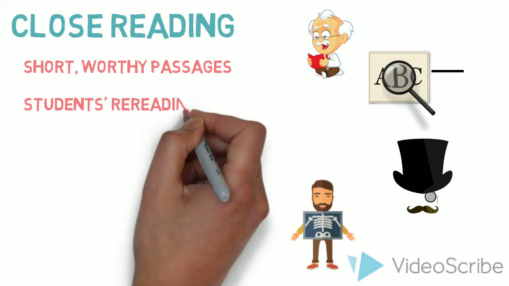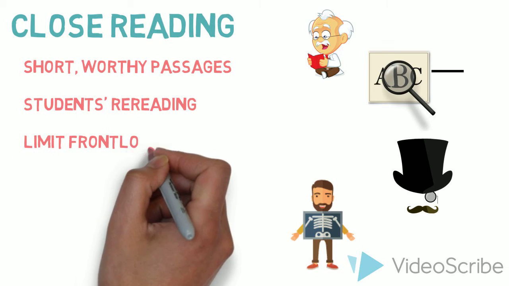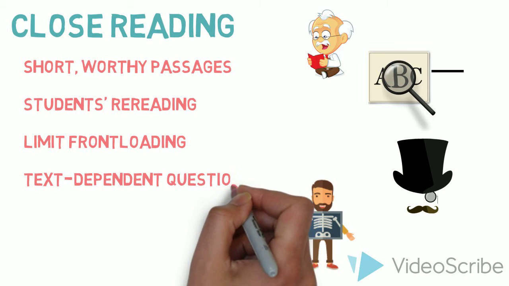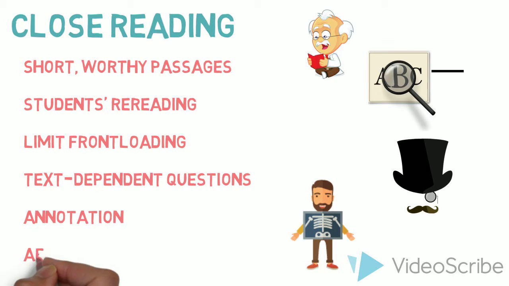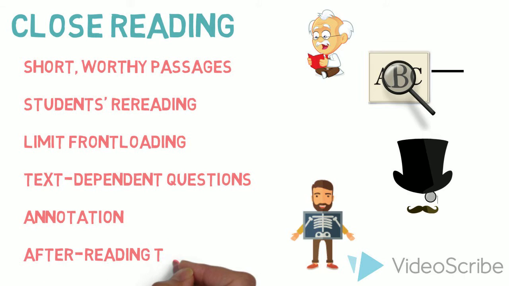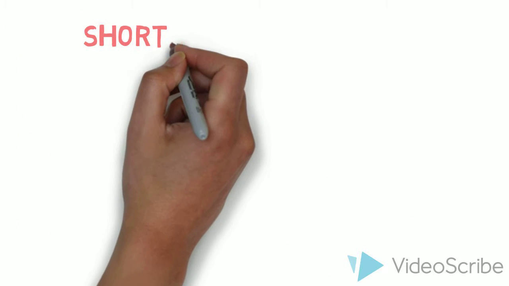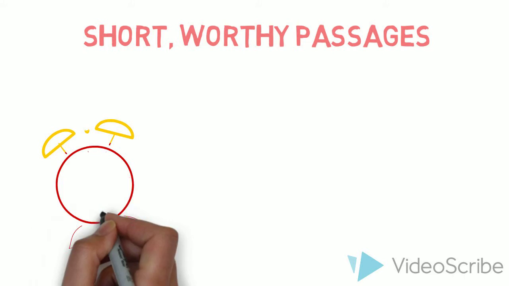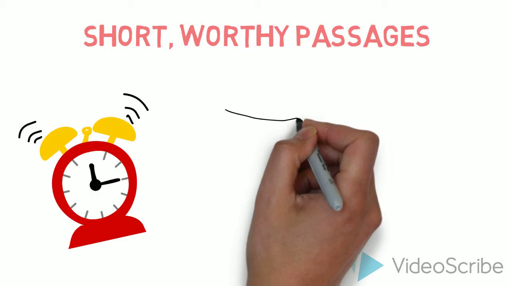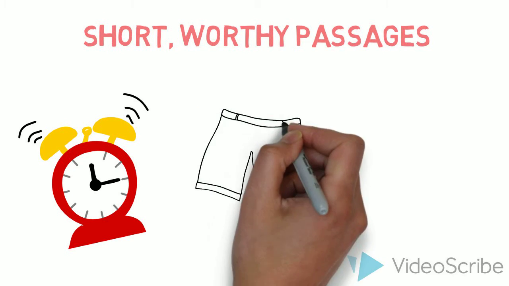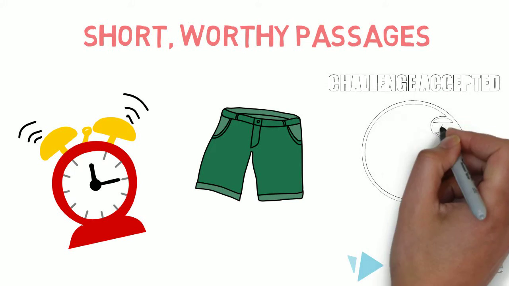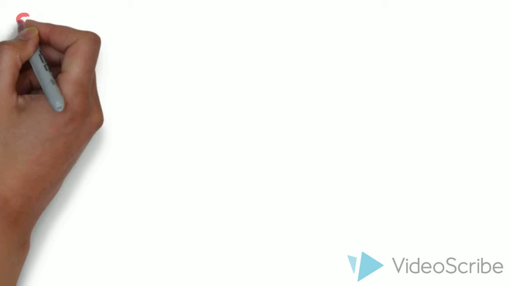Select short, worthy passages, prompt students' rereading, limit front-loading, ask text-dependent questions, model and guide annotation, and construct meaningful after-reading tasks. Now let's examine each of these in more detail. Short, worthy passages. Close readings can be time-consuming, so it is best to select shorter pieces of text or short passages from longer texts that are challenging and allow students to exercise the analytical skills demonstrated by accomplished readers.